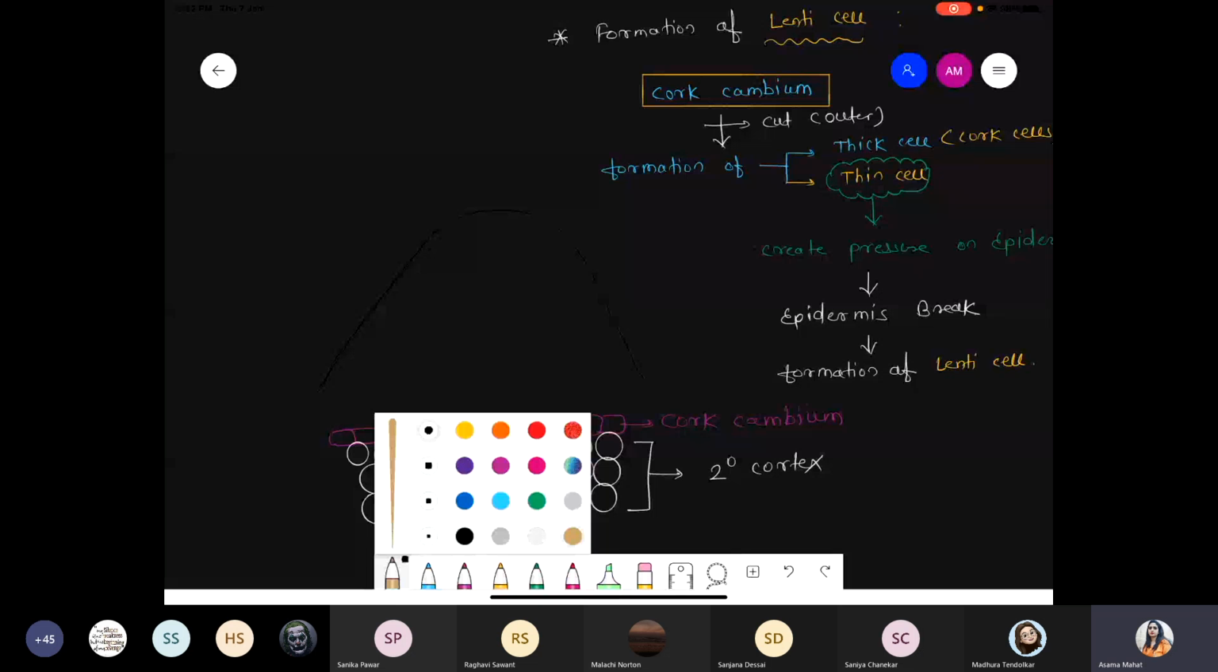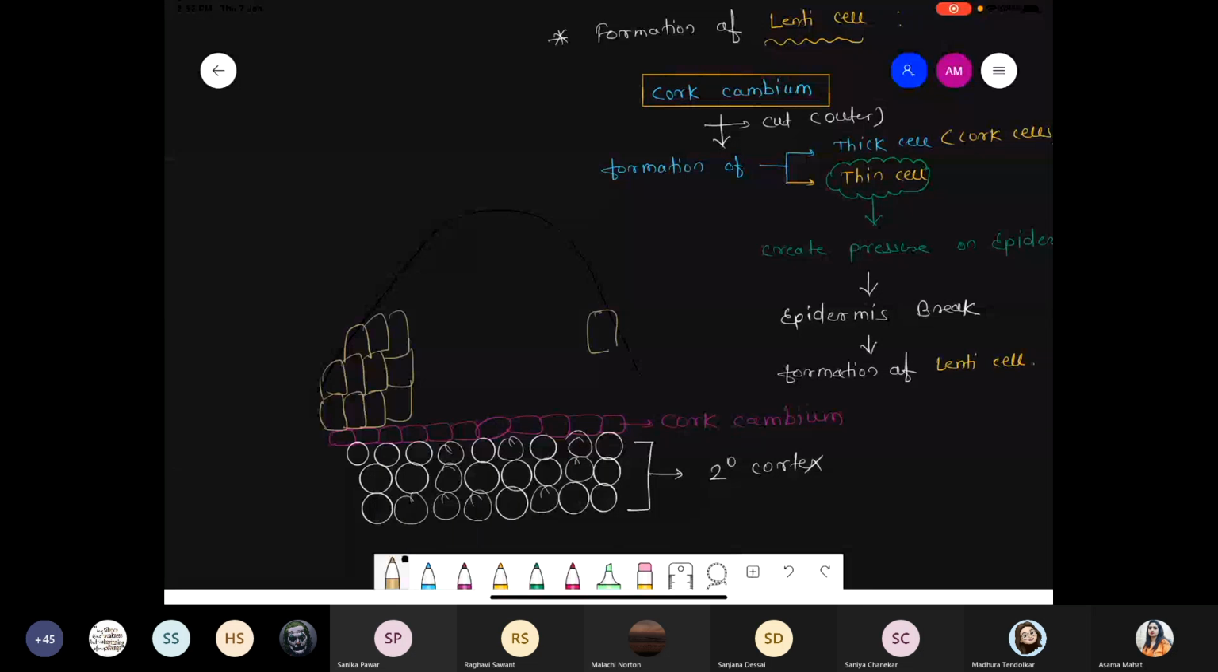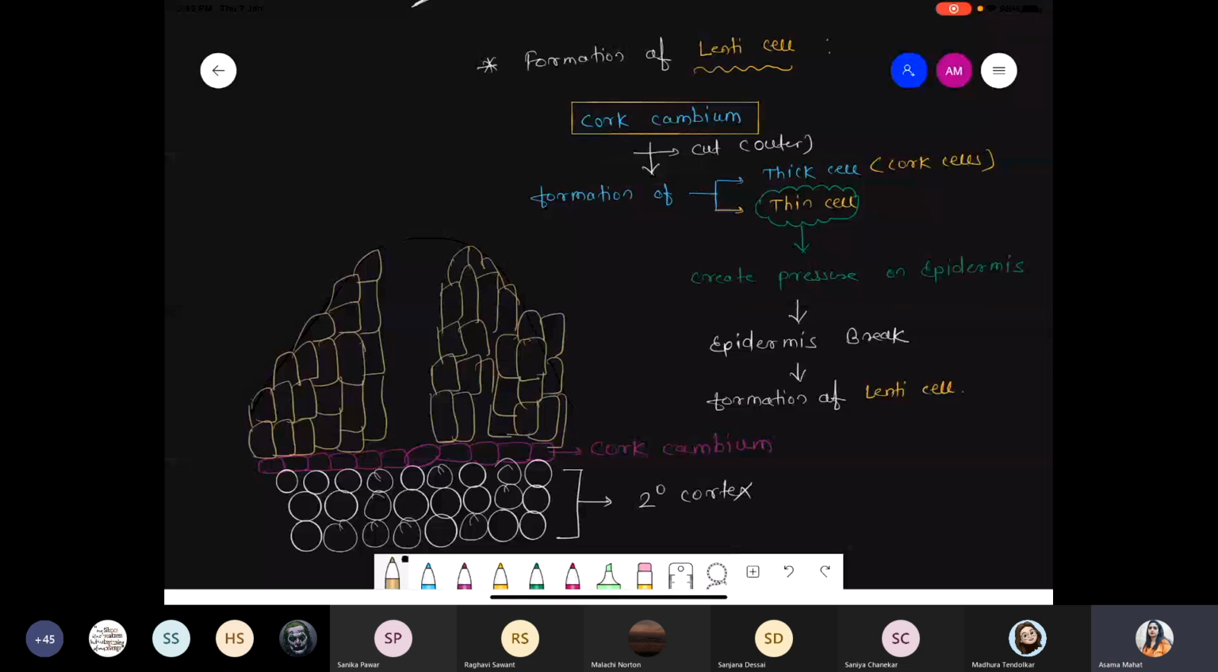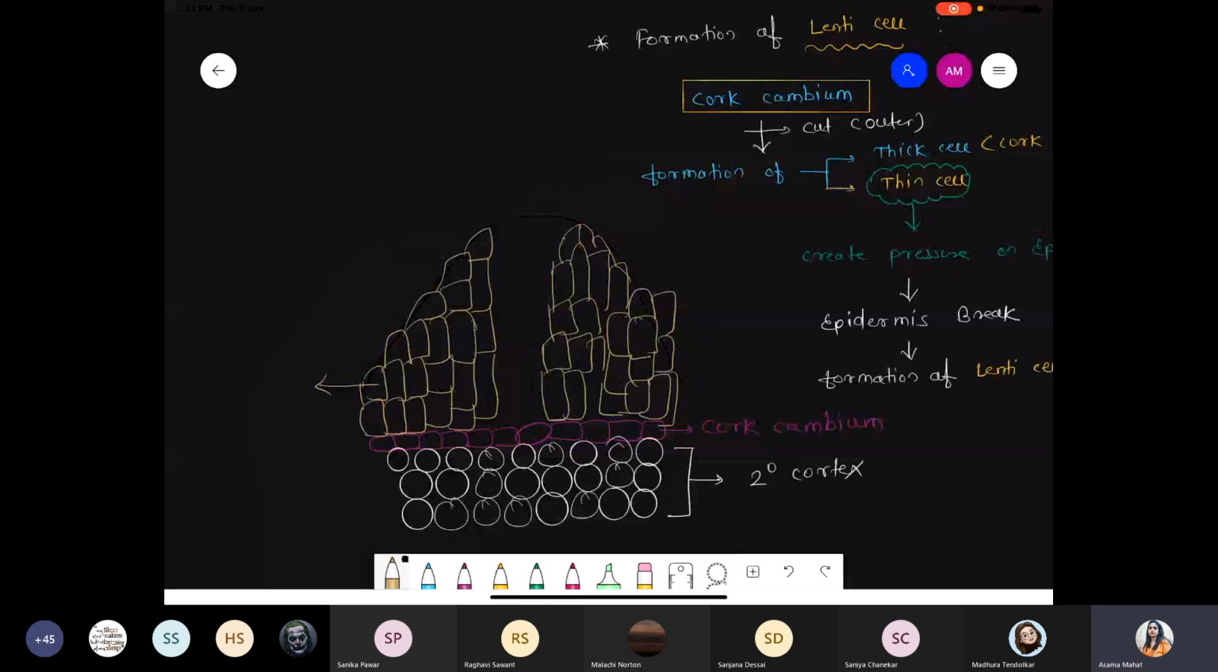Now there is a presence of thick cells like this. Cork cells are basically brick shaped. We try to draw a brick. So some cells are like this. These cells are called the cork cells, which are dead and also thick, thick plus dead. Okay, simple funda, cork cell.